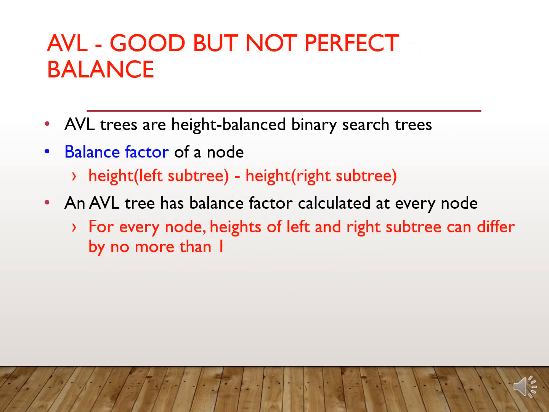AVL trees are good but not perfectly balanced. AVL trees are height balanced binary search trees. The balance factor of a node is the height of the left subtree minus the height of the right subtree. An AVL tree has a balance factor calculated at every node. For every node, heights of left and right subtree can differ by no more than 1.